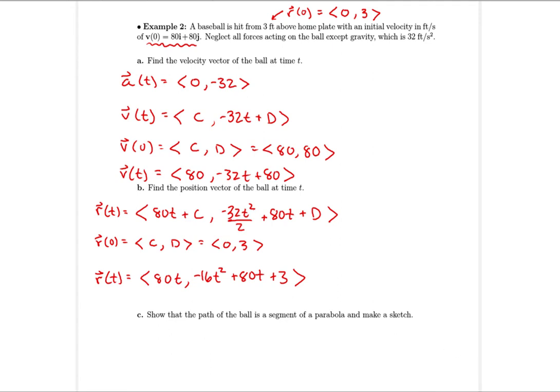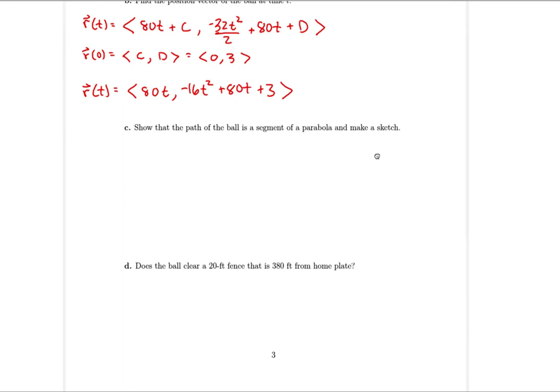All right, so now what we have is that it says show that the path of the ball is a segment of a parabola and then make a sketch. Okay, so how do we do that? How do we show that it's the segment of a parabola? So this would go back to work that you might have done, especially maybe back in a trigonometry class. You would have done a decent amount of this, where you write a parameterized equation in rectangular coordinates once again.